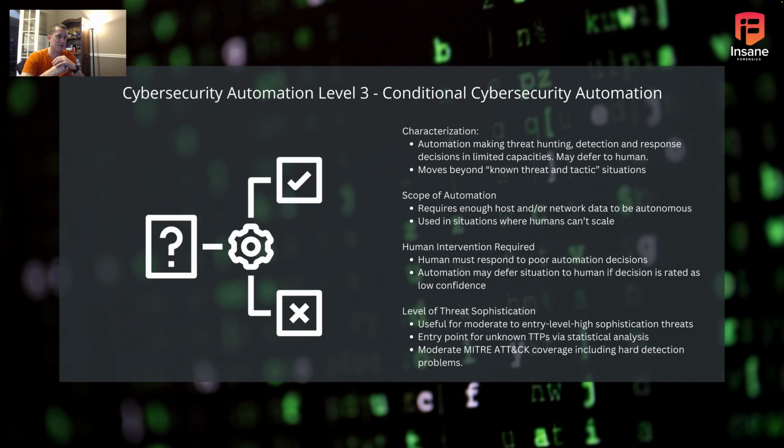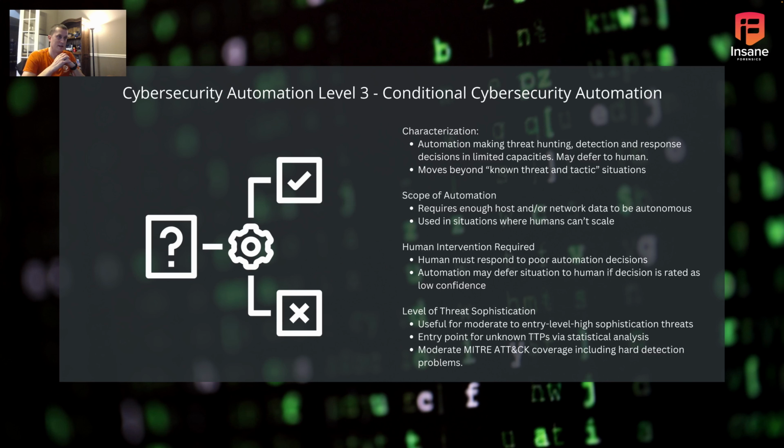This is where the entry points for unknown TTPs via statistical analysis really come in. You can certainly do it at some of the previous steps. At this step, though, you're collecting a large enough set of data and you're mature enough in how you bring it in that there start to be some really interesting things you can do just with statistics on dealing with this type of data.